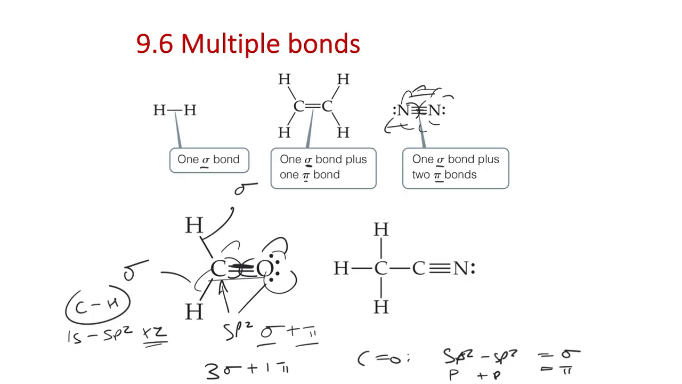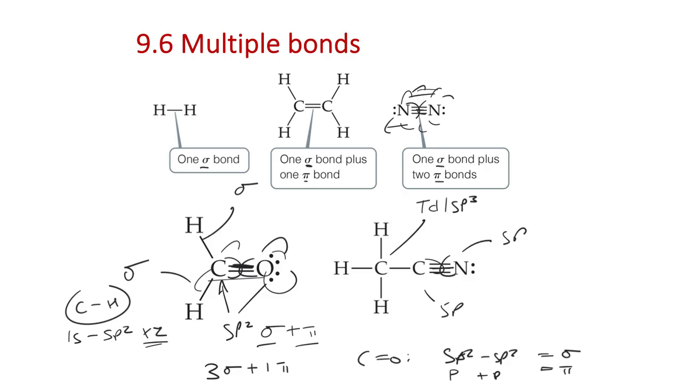So the pp overlap, or the 2p overlap, is just the leftover unhybridized p orbitals of carbon and oxygen overlapping to make that pi bond. This molecule here, again, it just comes down to tetrahedral, so sp3 for the carbon here. It comes down to linear, so sp, for nitrogen as well.